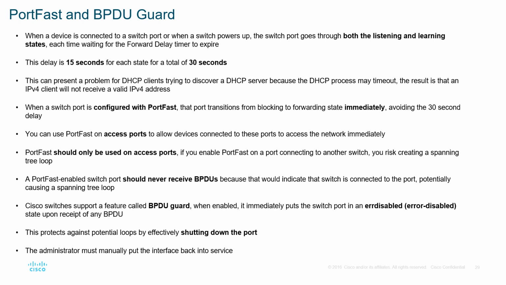Cisco switches also support a feature called BPDU guard. When this is enabled, it will immediately put the switch port in an error-disabled state upon any receipt of a BPDU, therefore preventing those loops. So it protects against those potential loops by effectively shutting down that port. If that happens and the port goes into error-disabled, the only way that port can come back up is we have to go back into it and manually do a no shutdown command on that port. So it is an added protection to prevent creating those loops.